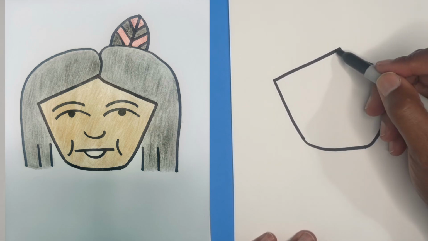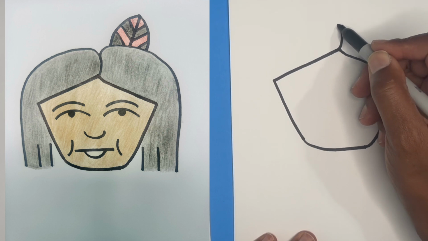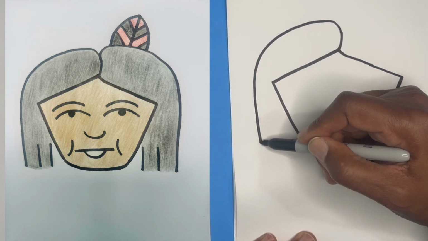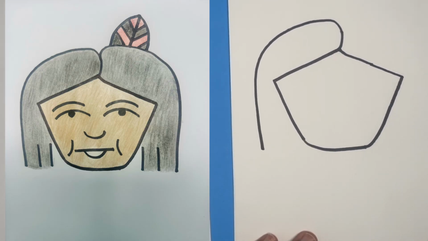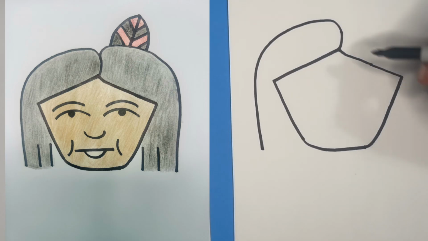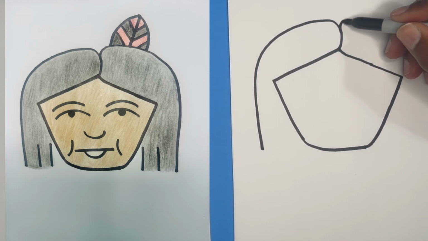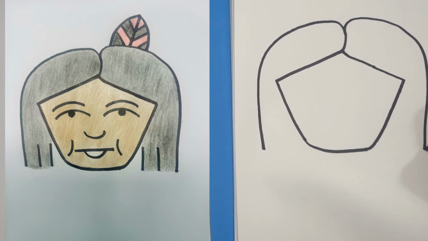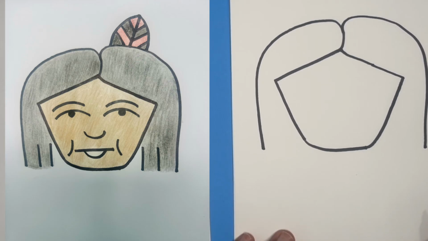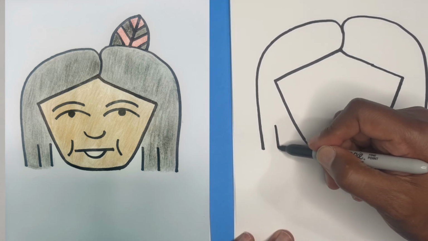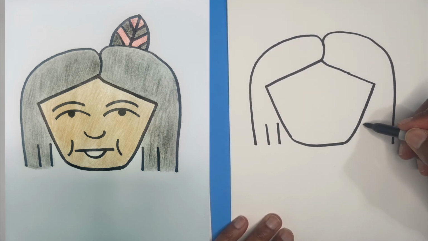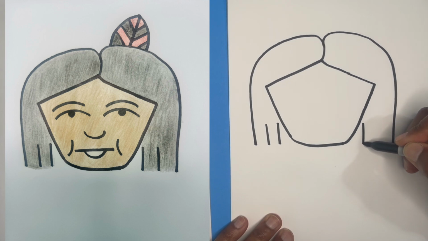And then we are going to make a curved line by going out like this and then coming down to the side of his face. This is his hair. And we are going to do the other side. We're going to come out and then come down to the side like this. All right, we are going to make two vertical lines like this. And then do two lines on the other side like this.